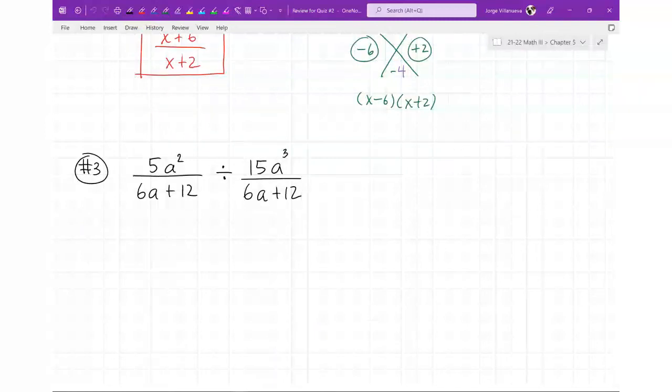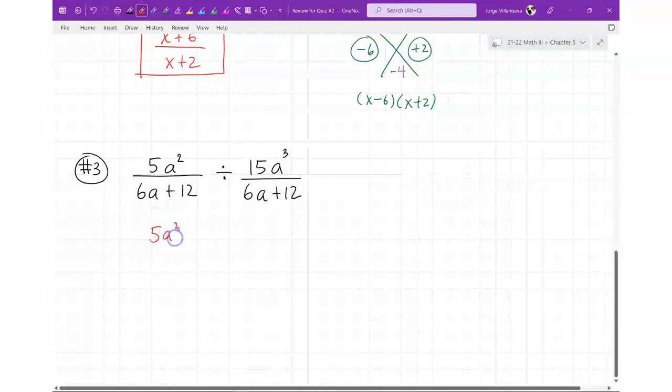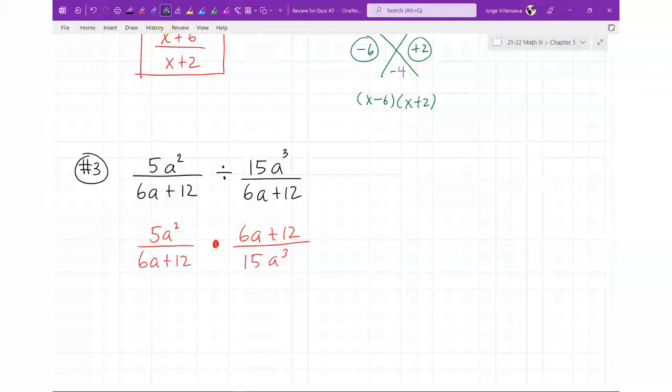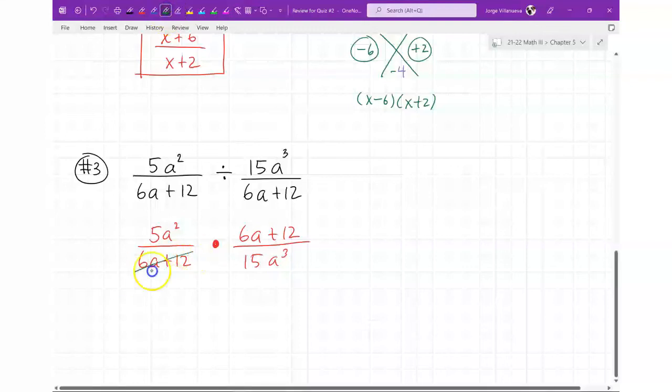Now remember, before you start simplifying anything by factoring, first rewrite the problem. So let's rewrite it. 5a squared over 6a plus 12 times, right, because we don't want to divide by fractions, we want to multiply by reciprocals, times 6a plus 12 over 15a cubed. Now, is there something I can cancel out? All right, 6a plus 12, right? I can get rid of that.